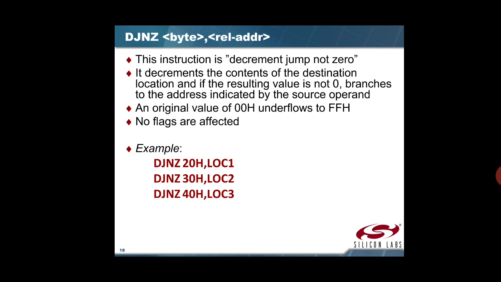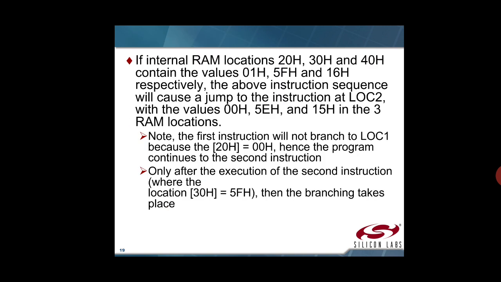Similarly, the content of 30H is decremented by 1. If not 0, it will go to the location LOC2. Similarly with 40H. Okay, that is what we are given. The content of 20H I take here as 1, the content of 30H as 5F, and the content of 40H I took here as 16H.